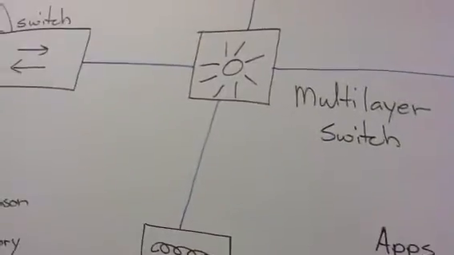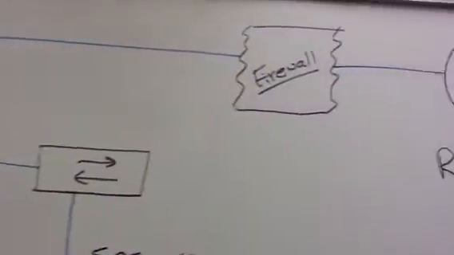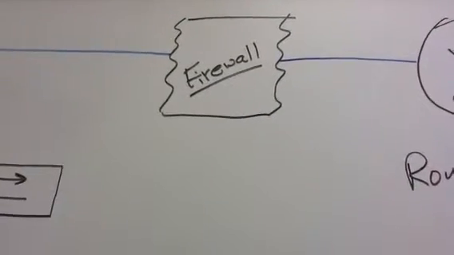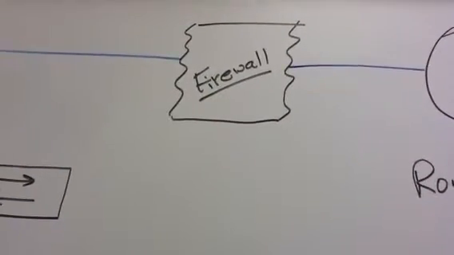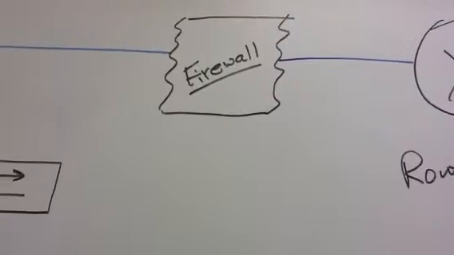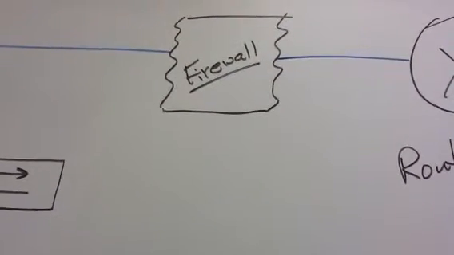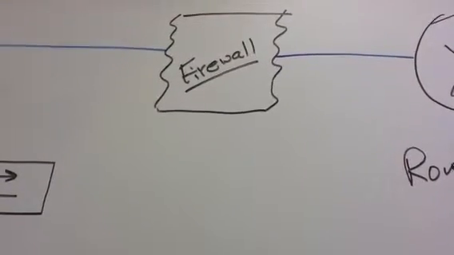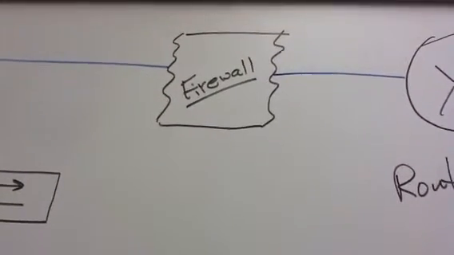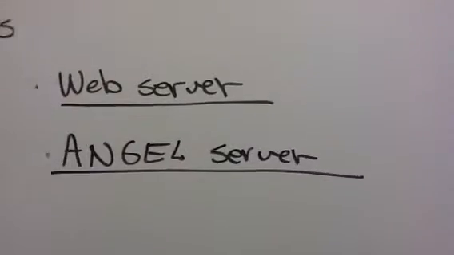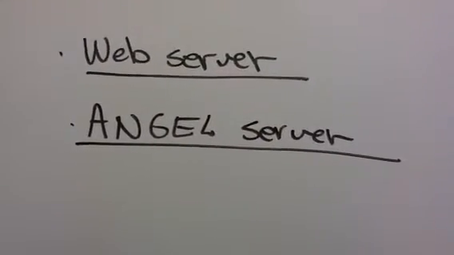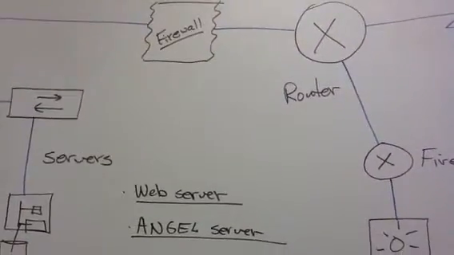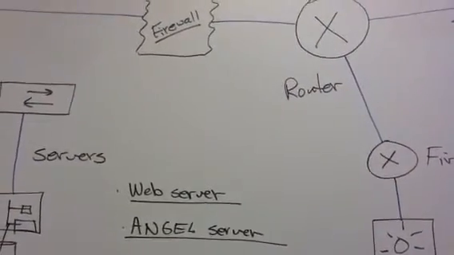Alright, the multi-layered switch is connected to a firewall. Firewall stops traffic from coming in unless that traffic generated from the inside. So if somebody from the inside goes out to a website, it knows it's going to let that website information back in. It also allows traffic that's destined to the web server and Angel. So the firewall knows if somebody's going to one of those two, and it can allow them in.